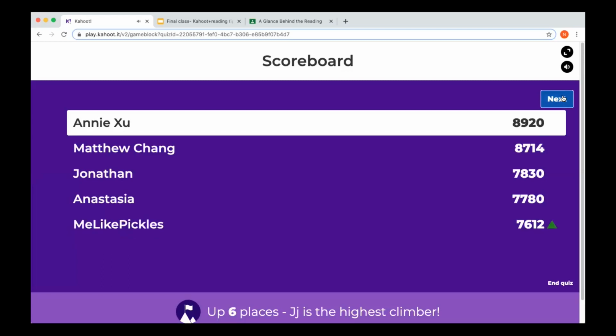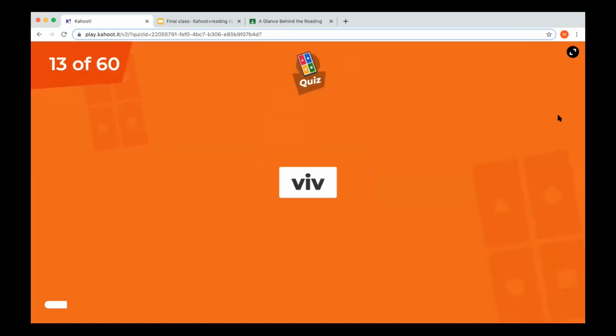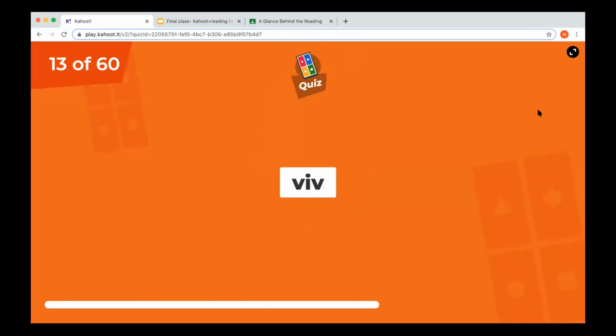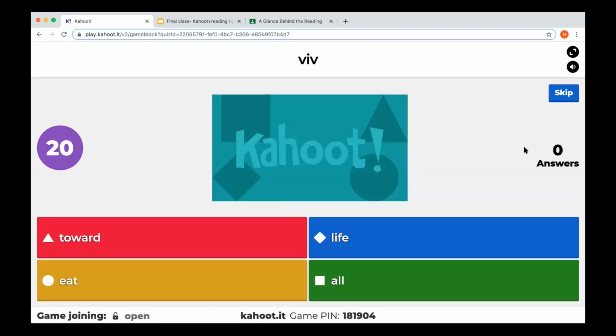Viv. Red is towards, blue is life, yellow is eat, and green is all. Oh, Helena says, I thought of anticipate. Yeah, that's a good one as well.